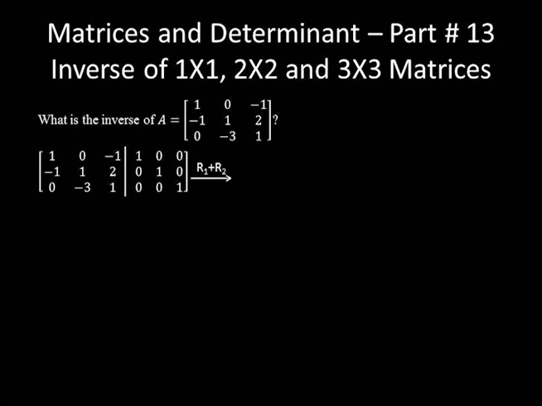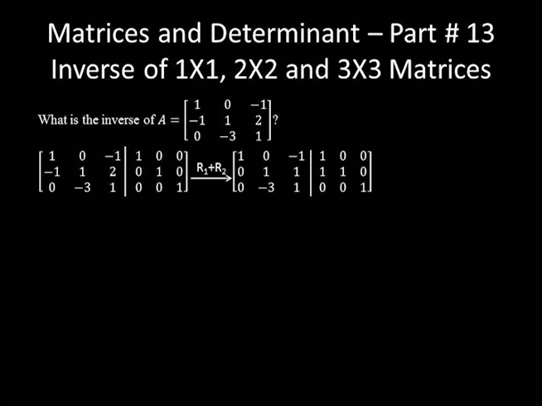We can copy row 1 and row 3 elements as they are because we will not make any change on them. 1 plus negative 1 is 0. 0 plus 1 gives us 1. Negative 1 plus 2 is equal to 1. 1 plus 0 is 1. 0 plus 1 is again 1. And 0 plus 0 is 0.